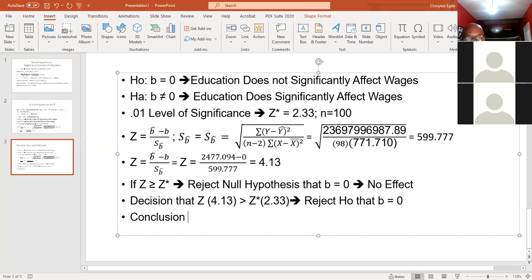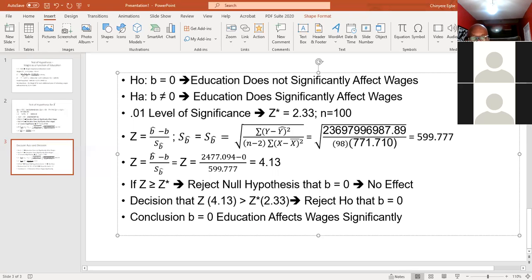What is your conclusion? Your null hypothesis is that B is 0. Education has no effect. The alternate hypothesis is that B is not 0. Education does affect wages. So your conclusion is that B is not 0, which means what? Education does have an effect on wages. Education affects wages significantly.